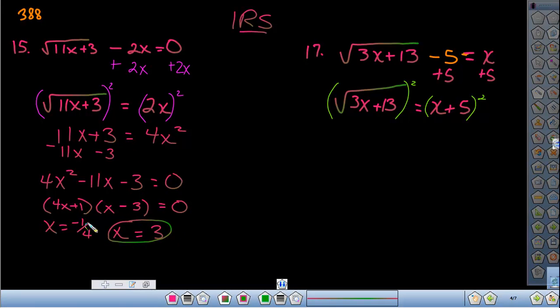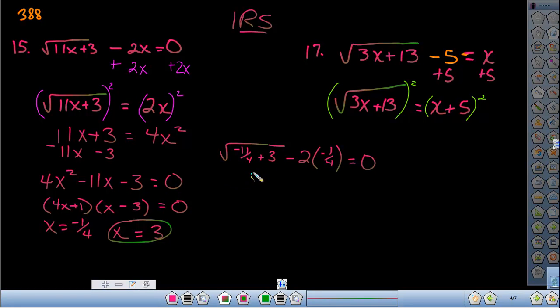Now let's check the negative 1/4. That's not such an easy answer. I'm going to have to write that one out. The 11 times negative 1/4 is going to give me negative 11/4. And I'm going to add 3, and then I'm supposed to subtract 2 times the negative 1/4, and that's supposed to give me 0. Now, I know just by looking at this that this is negative 2 and 3/4.